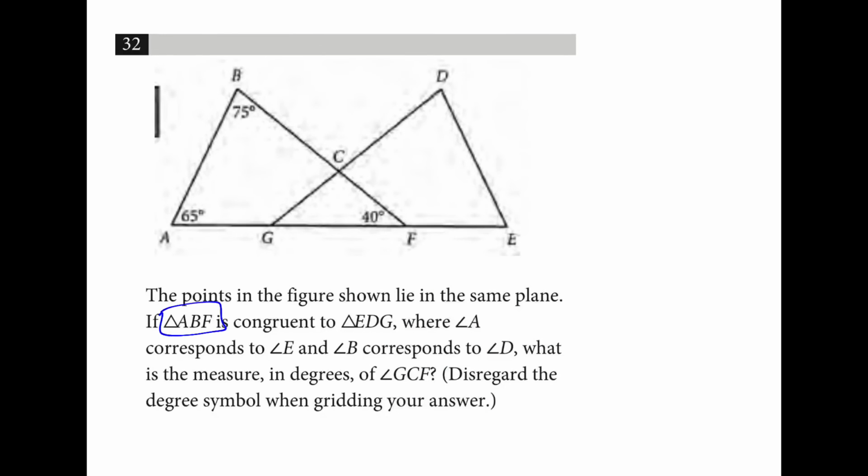They tell us that ABF is congruent to EDG, so F is congruent to G, so this one is also 40 degrees, which means this is an isosceles triangle. And to figure out this angle, I can take 180 minus 40 minus 40, which is 100.